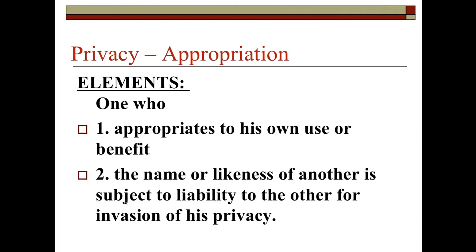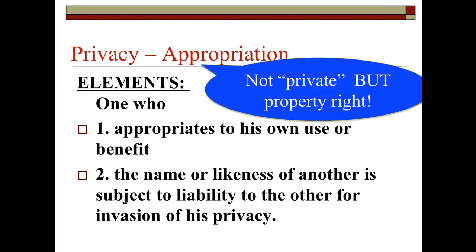Now let's look at the next tort. The next tort is called appropriation. One who appropriates for their own use or benefit the name or likeness of the plaintiff. This is a relatively simple tort. The key is that it focuses not on private information, but really on a property right claim. If you're using someone else's name or likeness, you have to get their permission and/or pay them.